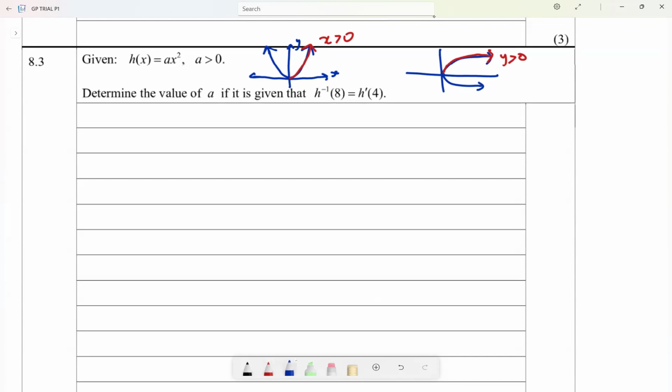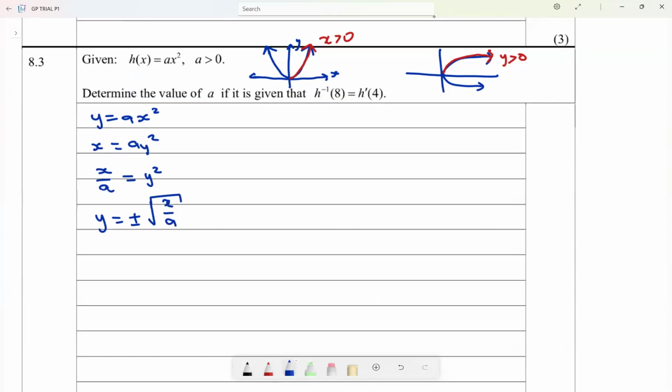So first things first, let's find independently what this is. For us to find the value of a, let's find this one independently and then come to this one, and then we'll equate them at the end. First, we need to find the inverse. So if I'm having y is equal to ax squared, remember, I need to interchange x and y. And then I'm going to need to divide that by a. And then y is equal to plus or minus the square root of x divided by a.